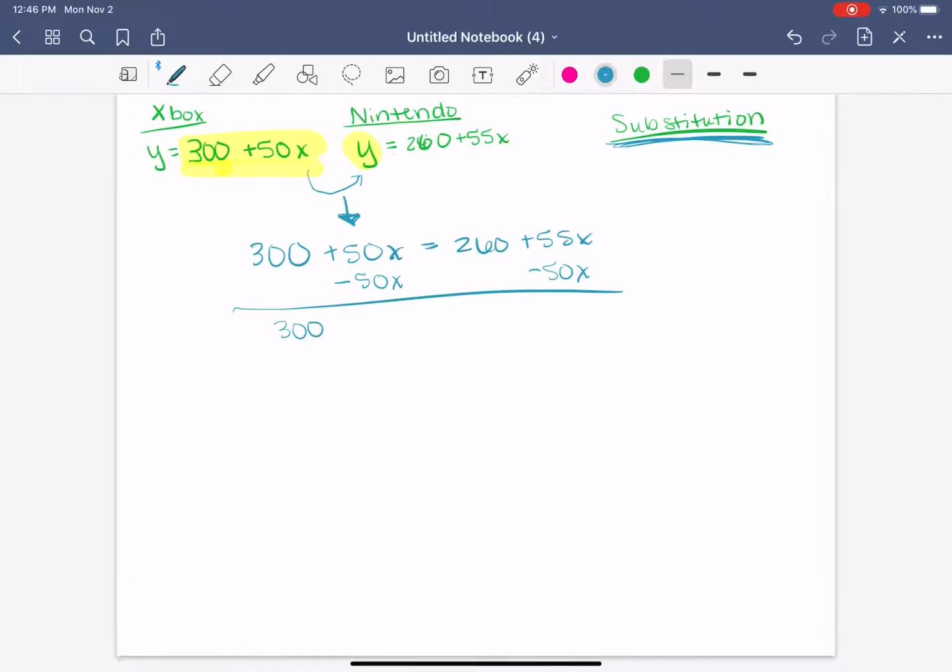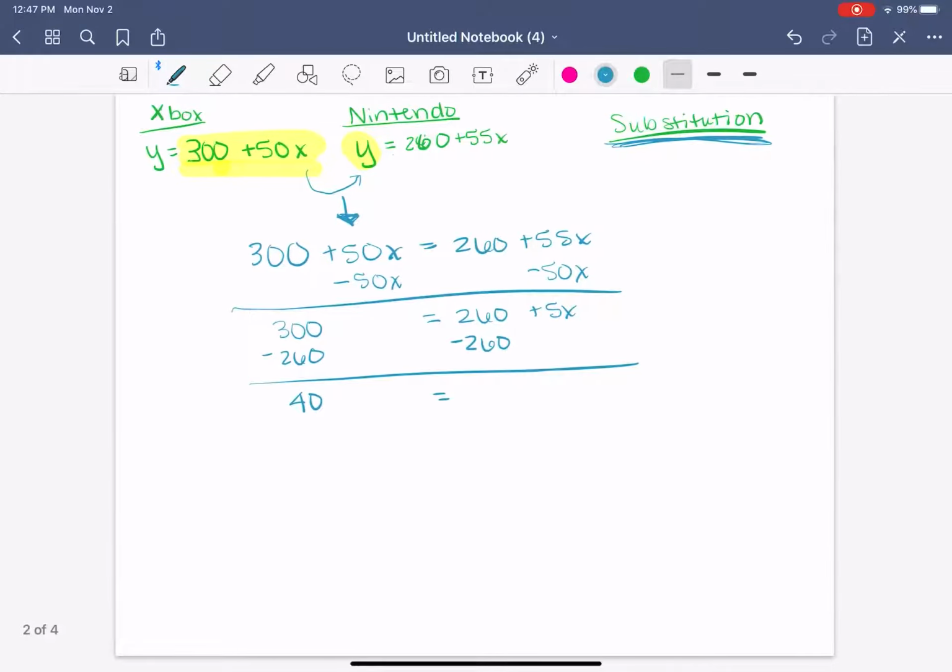And I get 300 equals 260 plus 5x. Now I'd like that 5x to be the only thing on the right side of the equation, so I can subtract 260 from both sides. That gives me 40 equals 5x. So this equation says 40 equals 5 times what? Well, I know that answer's 8, but if I didn't, I could divide both sides by 5. 40 divided by 5 is 8. 5x divided by 5 is 1x, or just simply x.